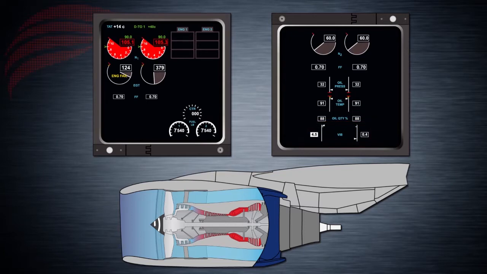Other secondary engine indications are the oil pressure, oil temperature, and oil quantity. Let's discuss the engine oil system on the 737NG.